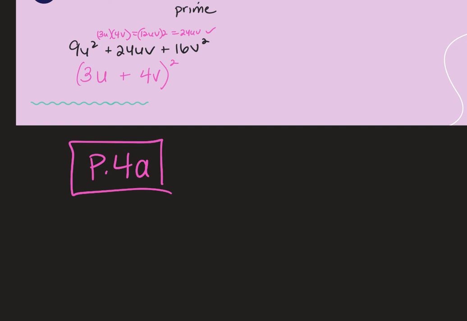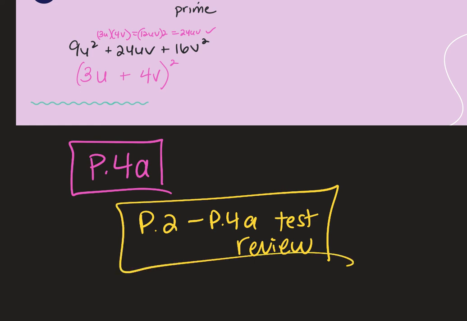The other one, if you have the extra time, because a lot of this is fast, and you want to start your test review so you can already come in tomorrow with some questions, I'm also going to publish the P.2 to P.4a test review. It is non-graded. You do not need to turn it in to me, okay? It's like 20 questions because it goes through all those sections. If you want to start it today, start it today.